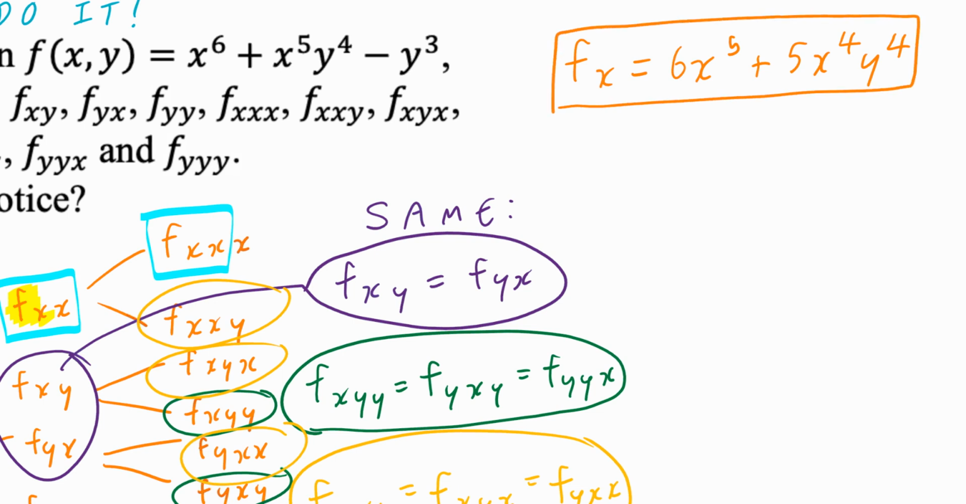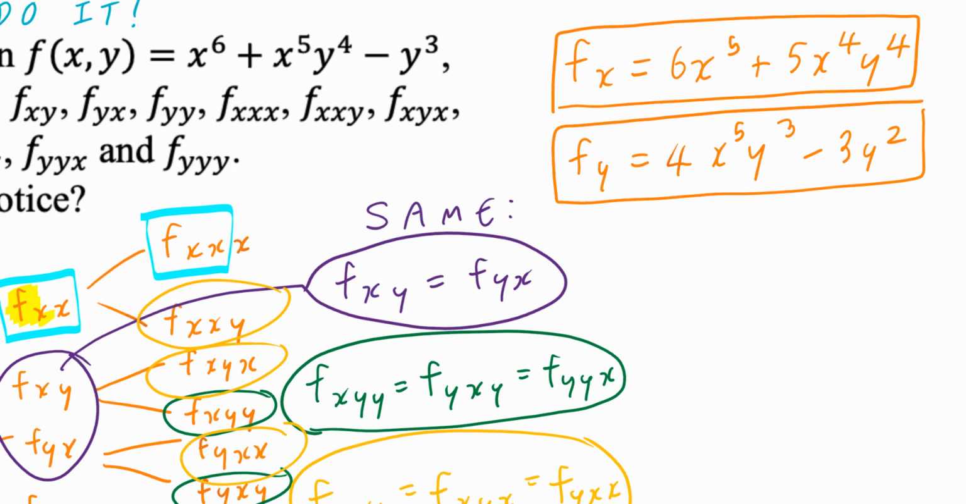Let's keep going. fy. So again, this means I'm taking the first partial derivative with respect to y. So in this case, x to the power of 6 and x to the power of 5 are constants. I go back. Again, when I take the derivative of a constant, that's going to be 0. When I differentiate y to the 4, that's going to be 4y cubed. And I'm copying the constant x to the power of 5 right there. Minus, again, when I take the derivative of y cubed, it's going to be 3y squared.